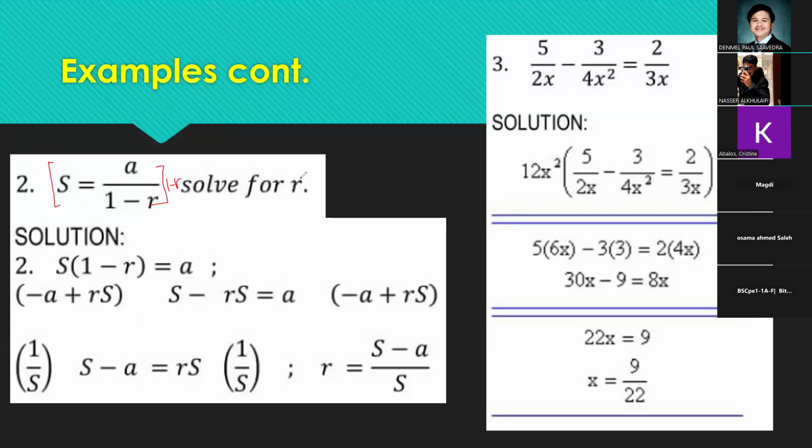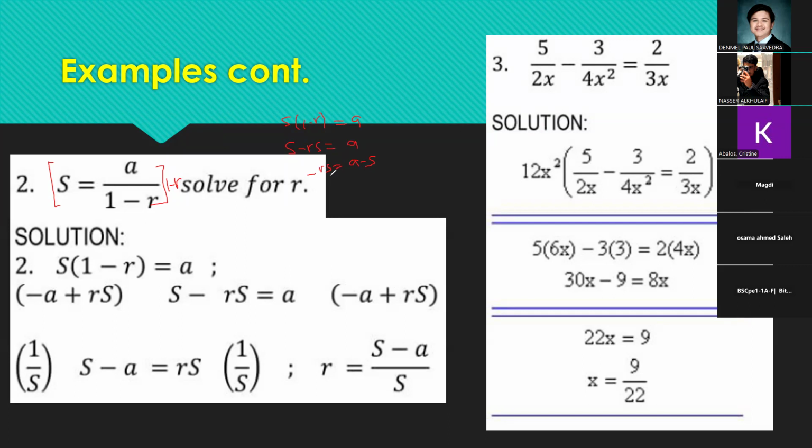Or just simply transpose. So it's now s times 1 minus r is equal to a. And then for now, maybe distribute the s. So s times 1 is s, s times negative r is negative rs, is equal to a. So we just need the r. Transpose the s for now, so negative rs is equal to a minus s.